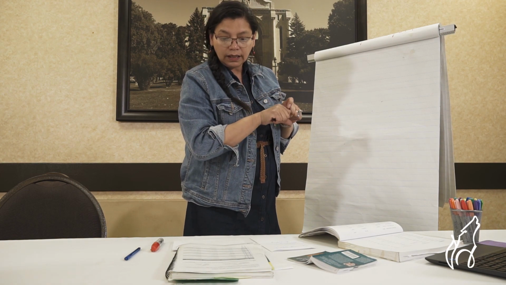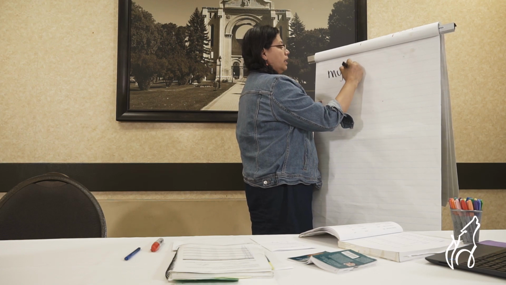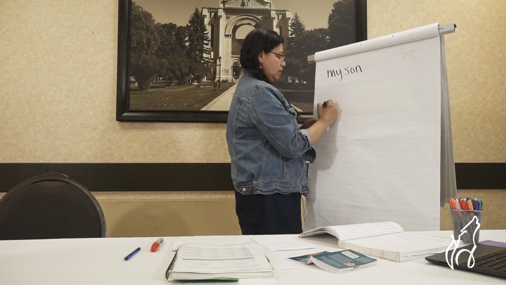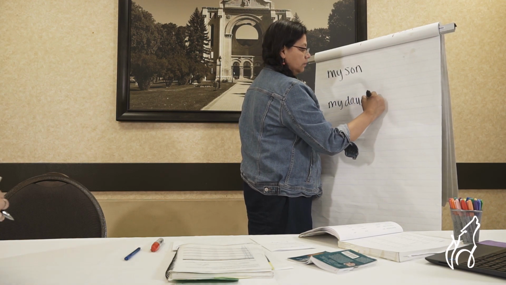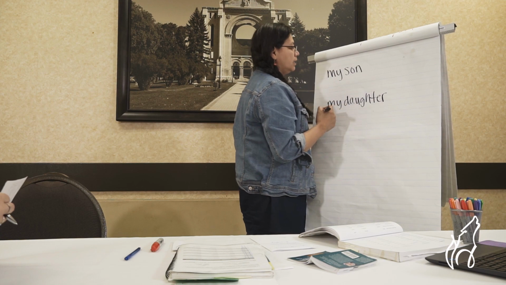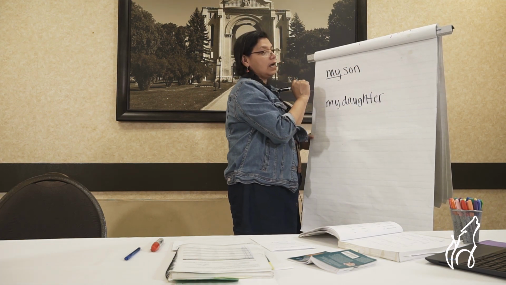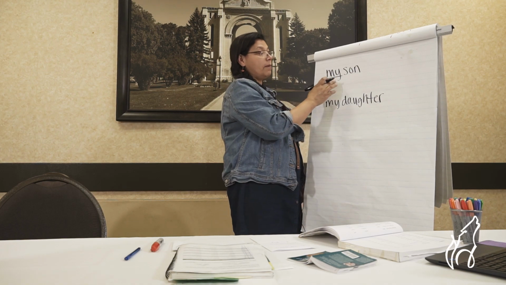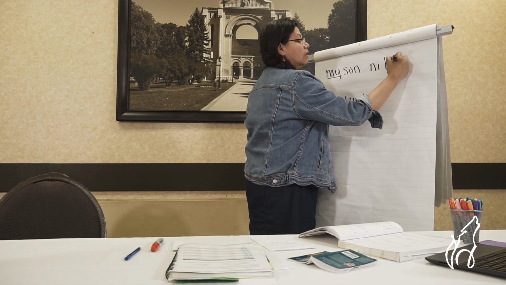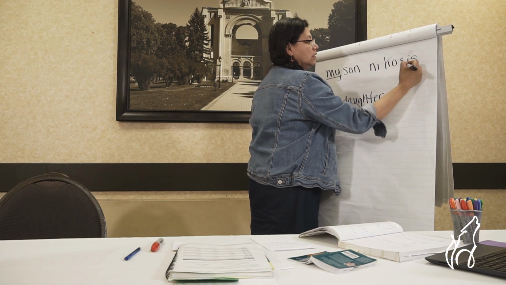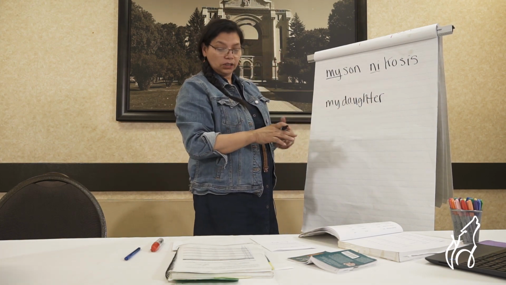Okay. And so we're gonna go to my son. And we're gonna go to my daughter. So my son. And you already know, how do we start with the my? Ne. So we're gonna put Negosis, my son.